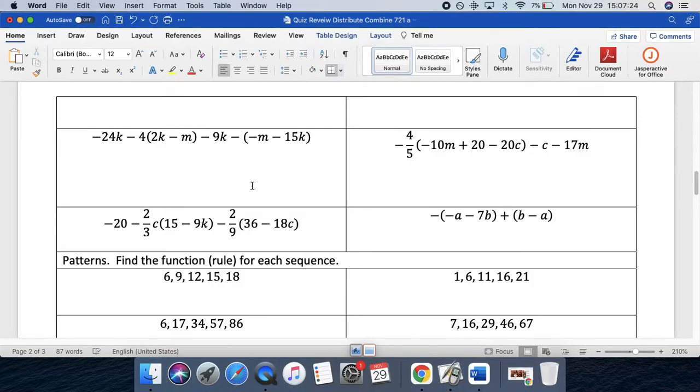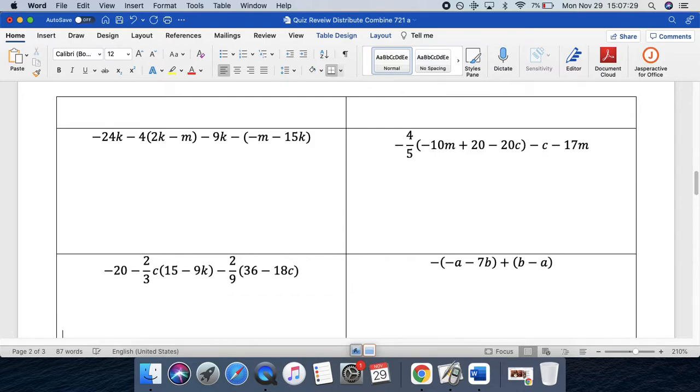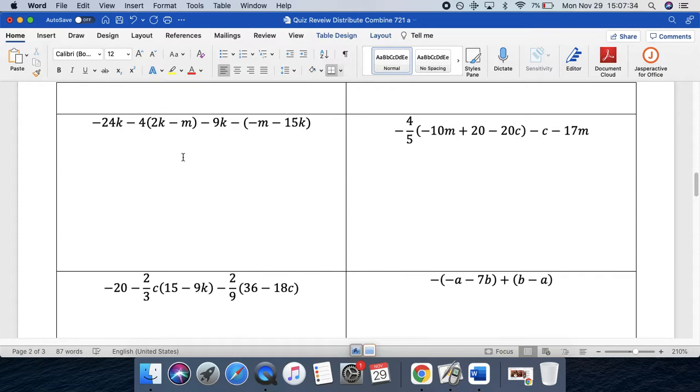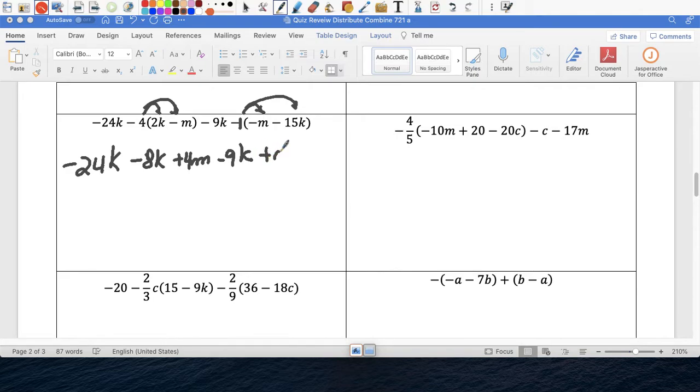Okay, so we got a couple more. Again, distribute and combine. Negative 24k, distributive property happens here, and it's going to happen here again. This is going to be negative 8k plus 4m, right? Minus 9k, that's just hanging out there, and there's a 1 here. Negative and negative is positive, and negative 1 times negative m is positive m. And negative 1 times negative 15 is positive 15k.